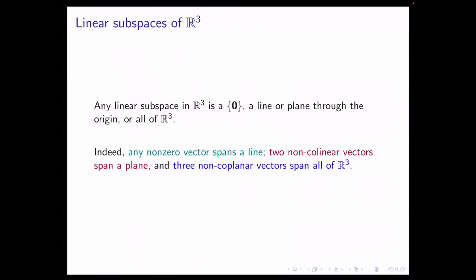Indeed, any non-zero vector spans a line. Two non-collinear vectors span a plane. Non-collinear means non-parallel, so we can bring them to the same point, to the same origin. And three non-coplanar vectors span all of R3.